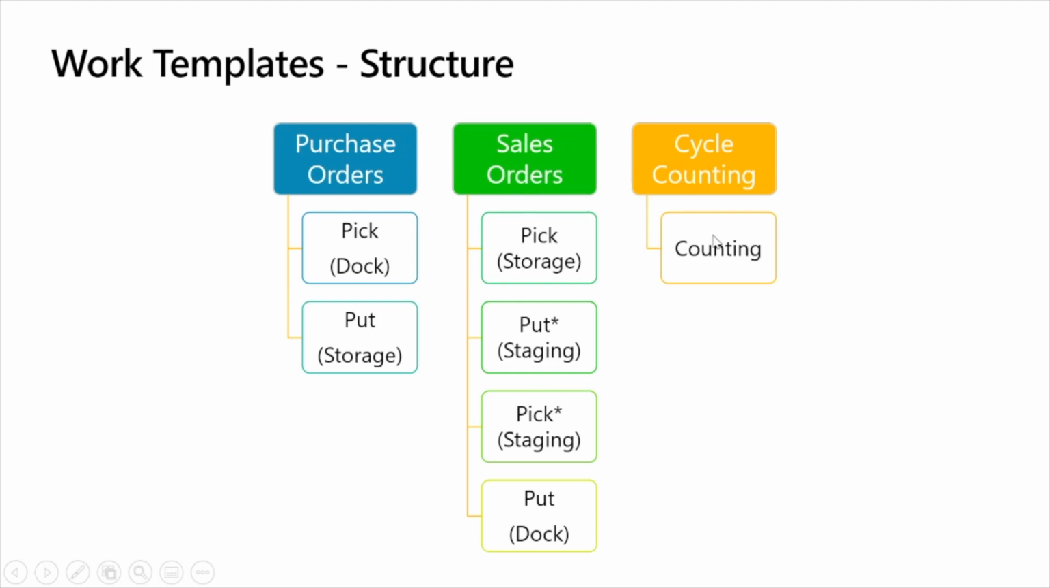There are other types of work actions. So other than just pick and put, for something like cycle counting, we do have a type called just counting. And so that does not require a pair. But the work templates, conceptually, are really just telling the system what the structure of the work is, what is the action that the user is taking as they're completing that work transaction.